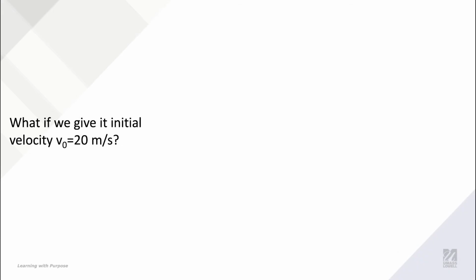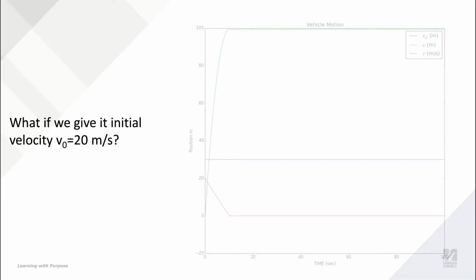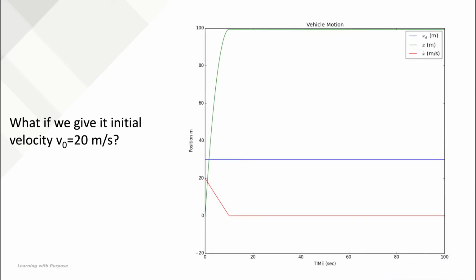Now what happens if we give it some initial velocity? So let's say v0 is equal to 20 meters per second. Well, you can see here the red line is velocity at the bottom there. It starts at 20 and goes down linearly to 0. That makes sense. And the position will go from 0 as our initial position up to right about 100 before the car stops, and then it stays stationary. So that makes sense. That checks out.